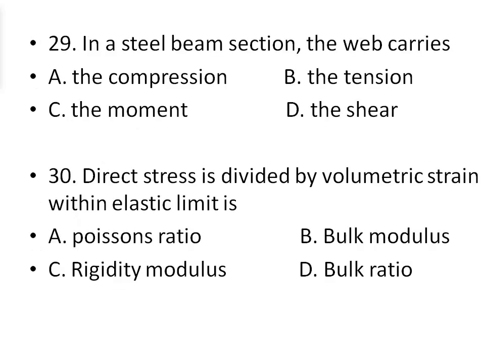29th question, in a steel beam section, the web carries option D is the answer, the shear. 30th question, direct stress divided by volumetric strain within elastic limit is option B, bulk modulus is the answer. Poisson's ratio is the ratio of lateral strain by longitudinal strain. Rigidity modulus is the ratio of shear stress by shear strain.